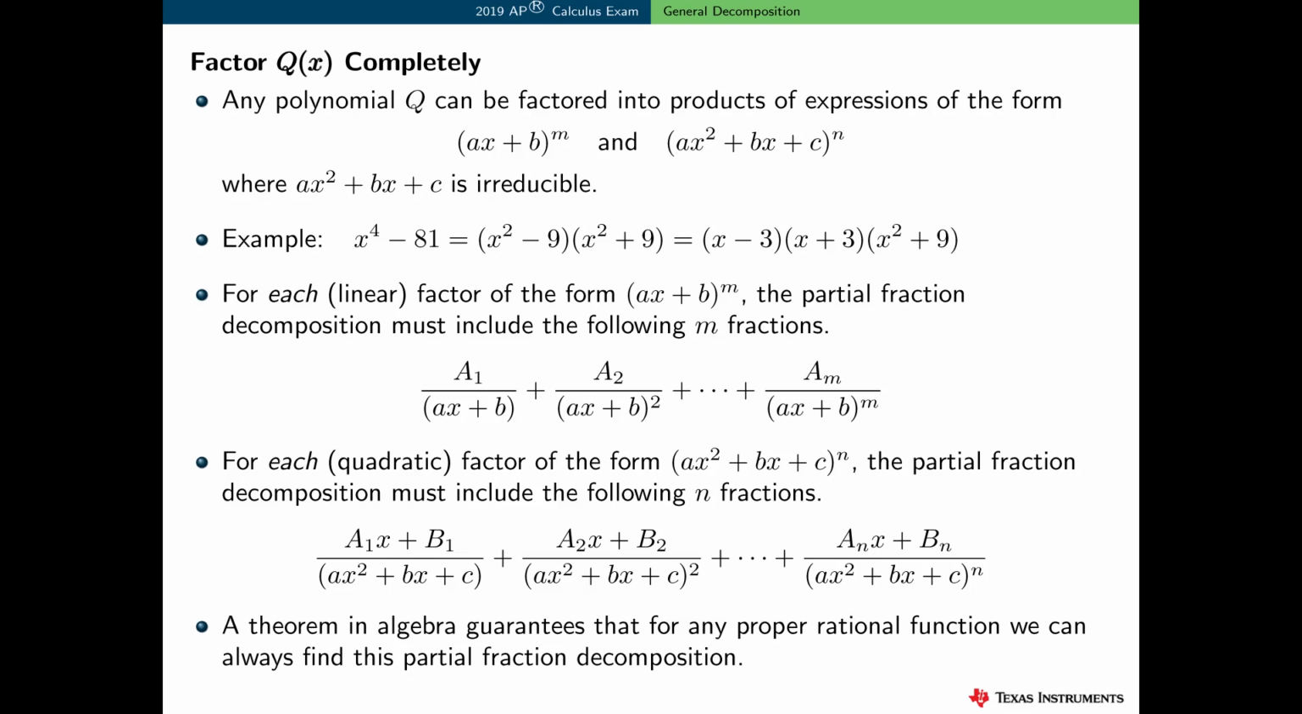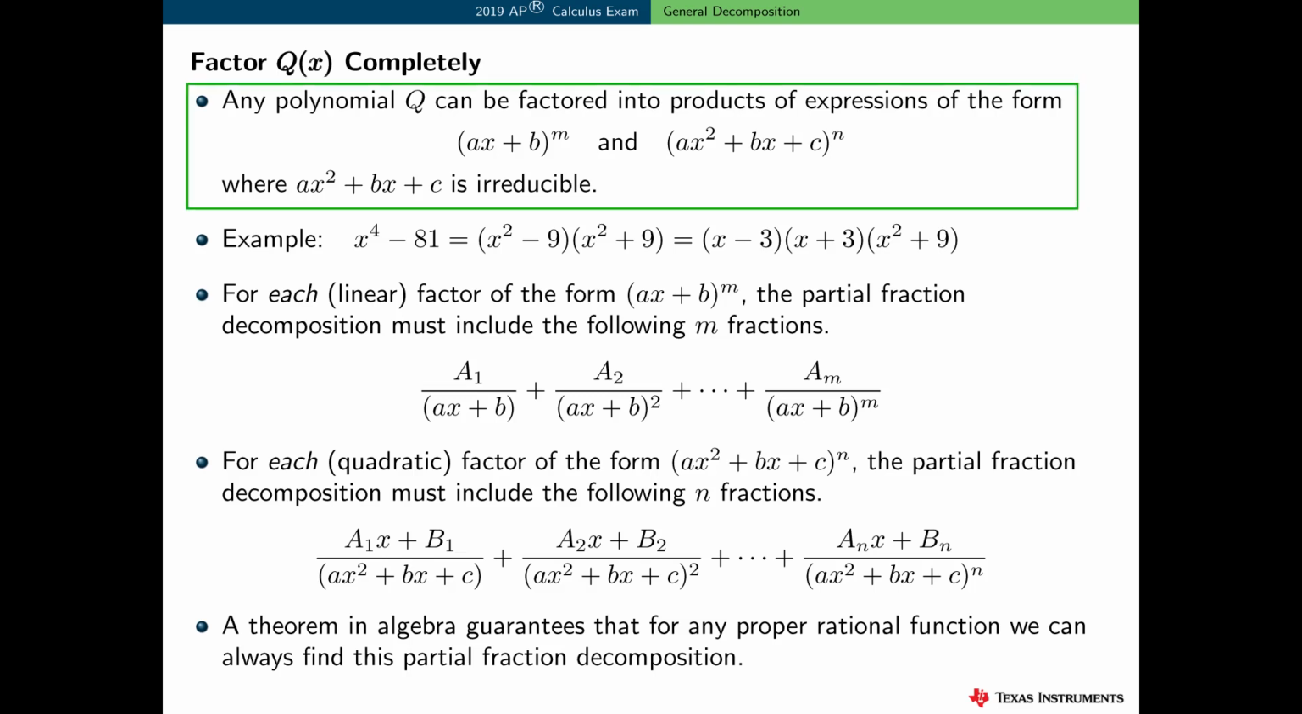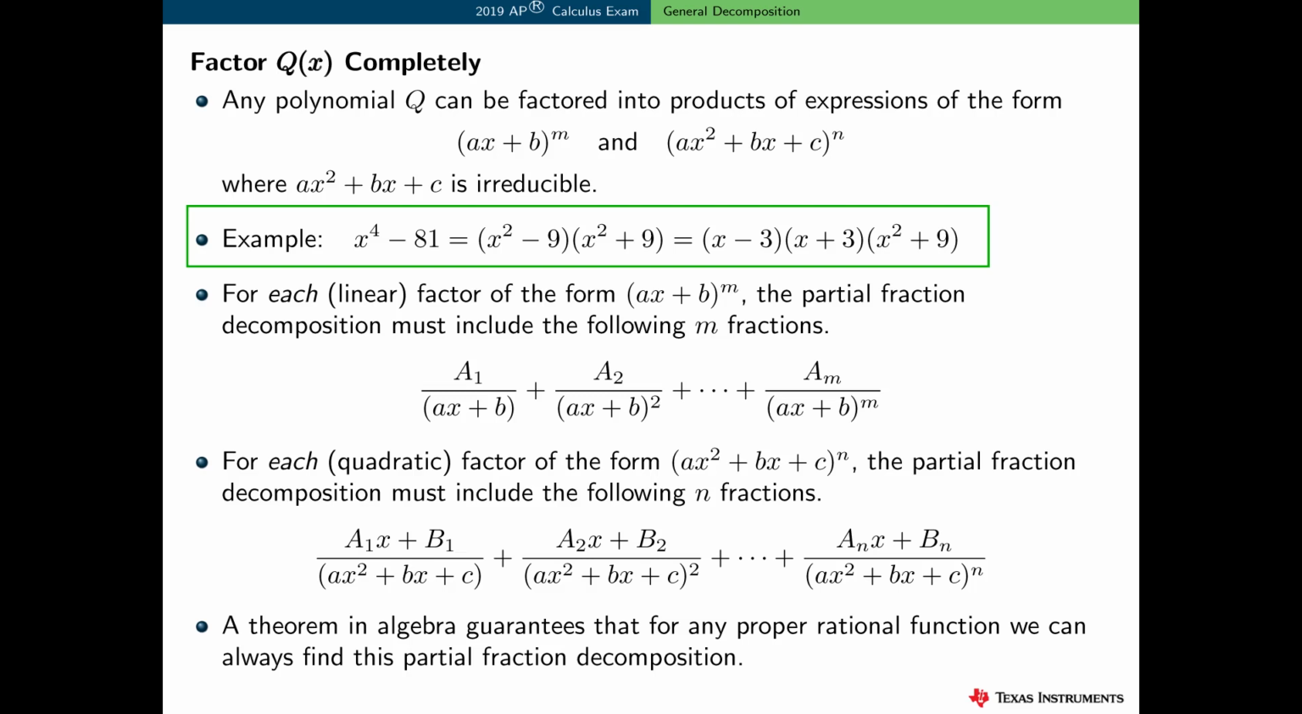If the denominator of the rational function is more complicated, then the next step is to factor q of x completely. It can be shown that any polynomial q can be factored into products of linear factors and irreducible quadratic factors. And here's an example. We can factor x to the fourth minus 81 into x minus 3, x plus 3, times x squared plus 9. Here, each term is raised to the first power, and x squared plus 9 is an irreducible quadratic.